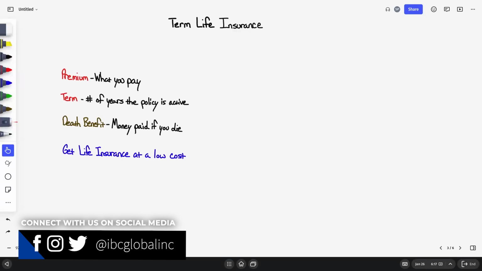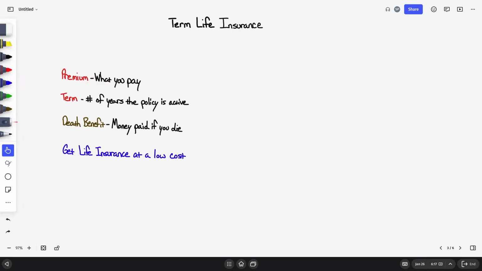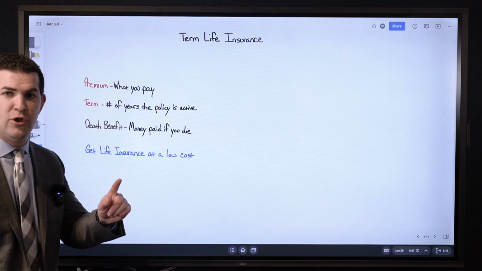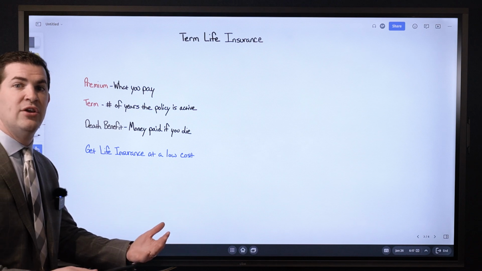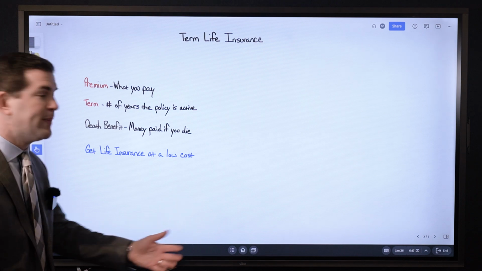So with a term life insurance policy, we've got a few pieces here. First, we've got the premium. This is the amount you pay every year. You could also pay it on a monthly basis if you'd like, but the premium is the cost of that life insurance policy.